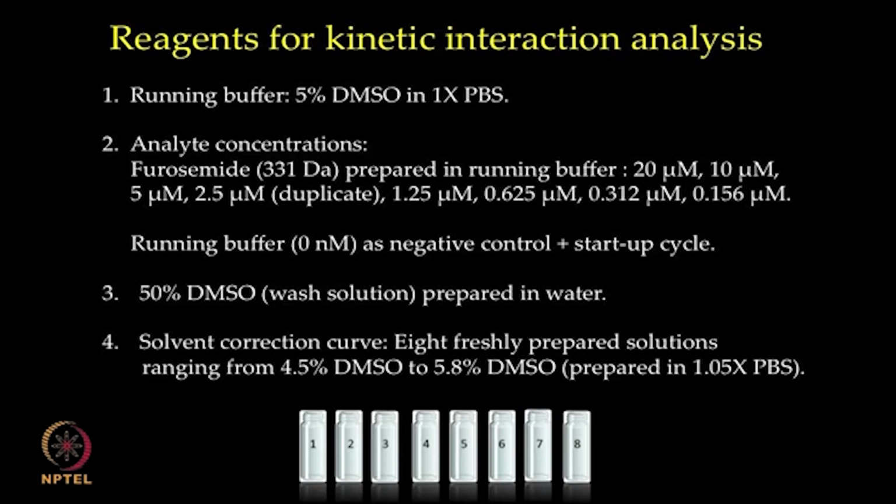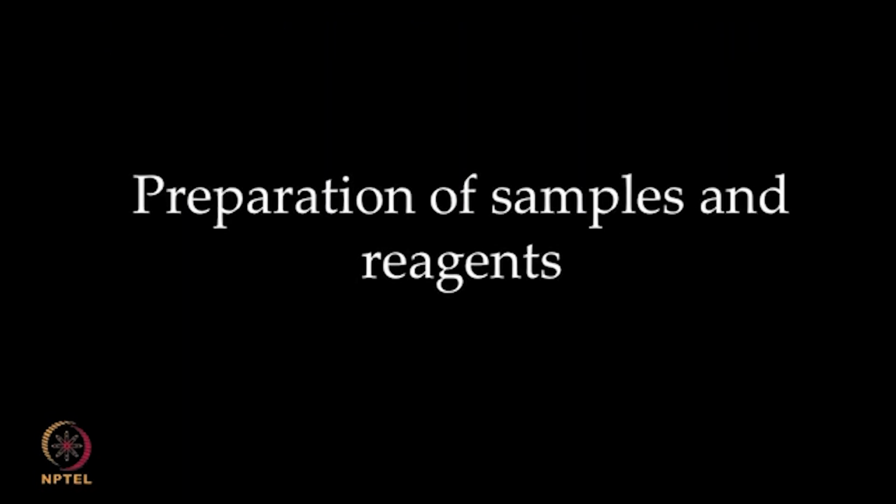Lastly, 8 freshly prepared DMSO solutions ranging from 4.5% to 5.8% DMSO are prepared in 1.05x PBS for solvent correction. We will now work on the reagents required for the kinetic assay to study the interaction between human serum albumin and furosemide.